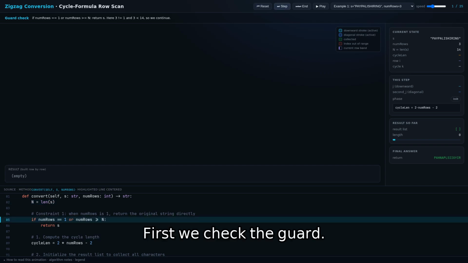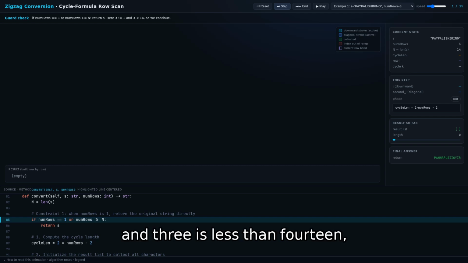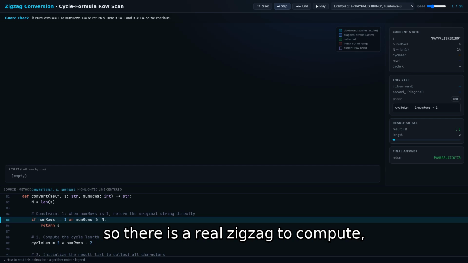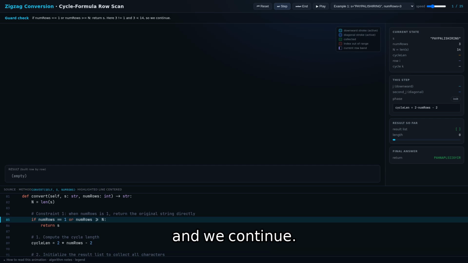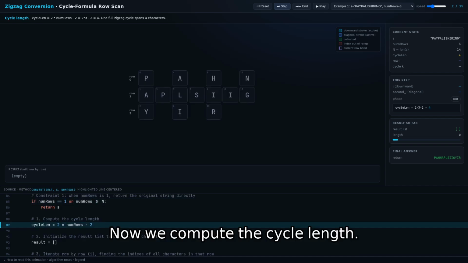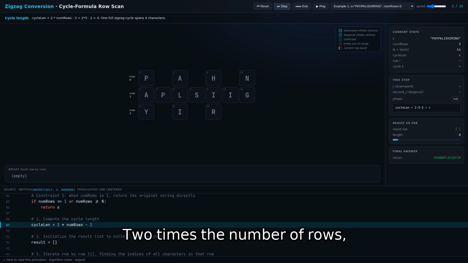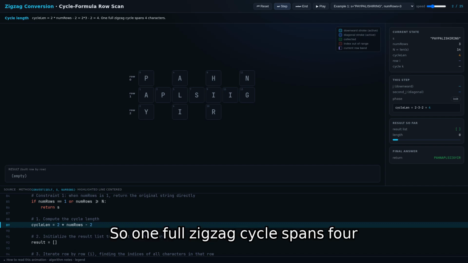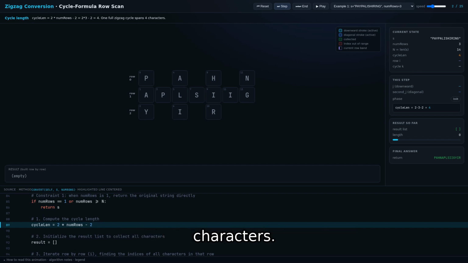First, we check the guard. The number of rows is 3, which is not 1, and 3 is less than 14. So there is a real zigzag to compute, and we continue. Now we compute the cycle length. 2 times the number of rows, 3, minus 2 gives 6 minus 2, which is 4. So 1 full zigzag cycle spans 4 characters.